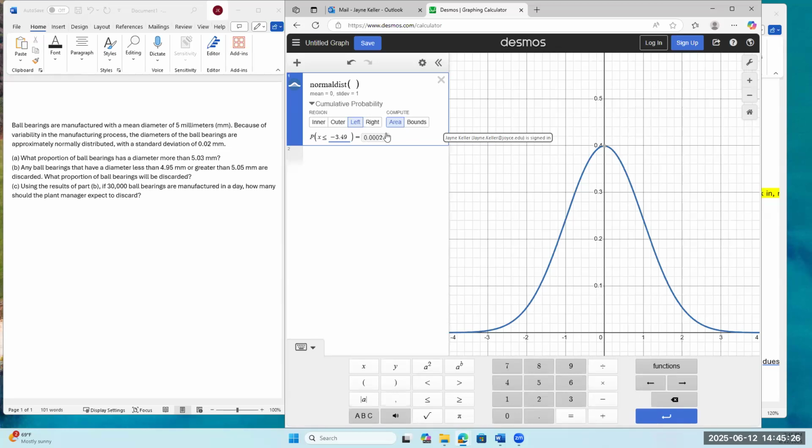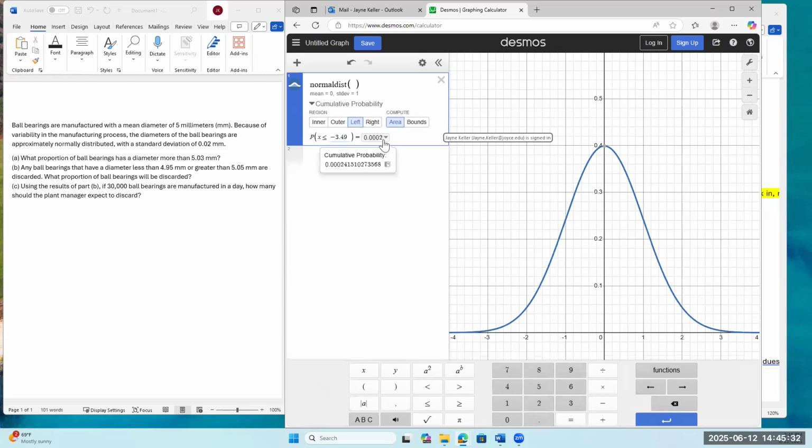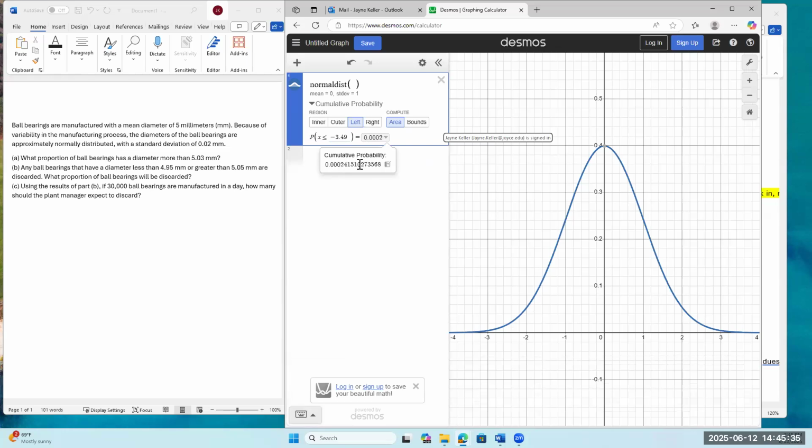So you can see that it's obviously a very small area because negative 3.49 is over here and there's not much in that tail. So just as we would expect, here you can get more digits if you like. Usually we like to keep about 4 digits, so 0.0002 would be the answer for that one.